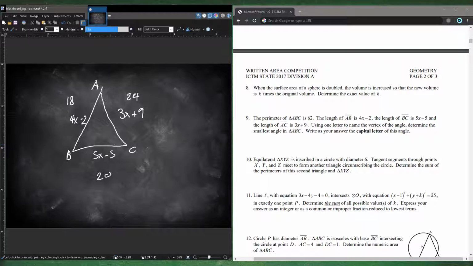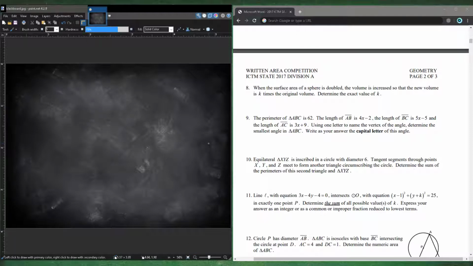Okay, so find the smallest angle. So the smallest angle is usually with the smallest side. So the smallest side is 18. So the angle right there is, I mean, is C. Sorry. Right? The smallest side is 18, so the opposite angle is C. So that's why your answer for number 9 is C.